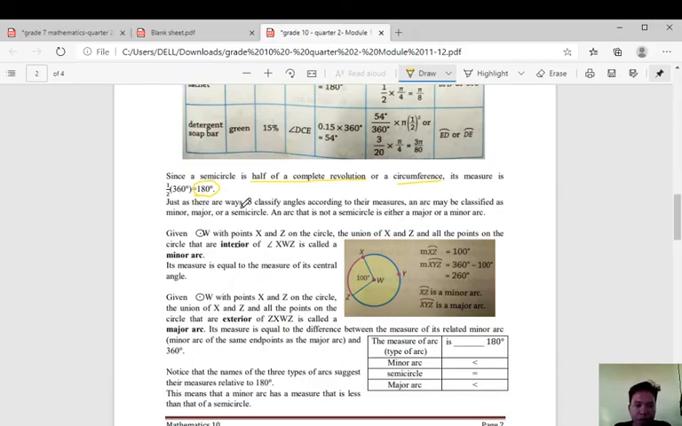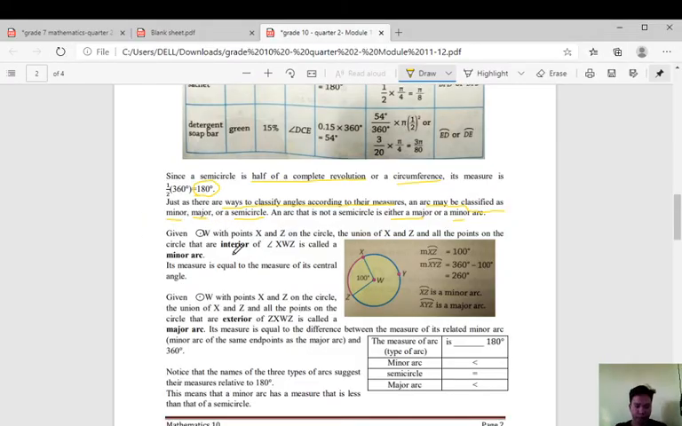Alright, so there are ways to classify arcs according to their measures. An arc may be classified as minor, major or semicircle. An arc that is not a semicircle is either a major or a minor arc. Okay? We have three classifications of an arc. First is the minor, second is the major, the third is the semicircle. So what are the differences of these classifications of arcs?